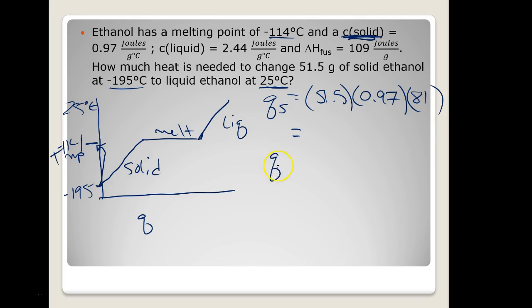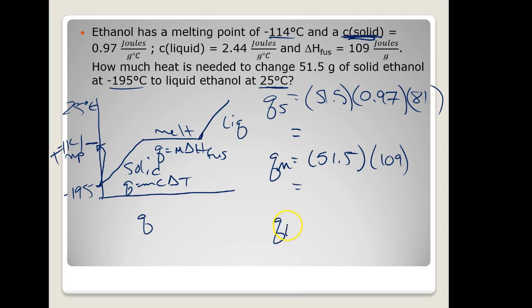And then I'm going to do the heat for the melting. And again, the melting is the mass, 51.5, times the heat of fusion up here. This is Q equals mass times heat of fusion. This one is Q equals mc delta T. And the heat of fusion is 109. And so I'm going to get a number there.